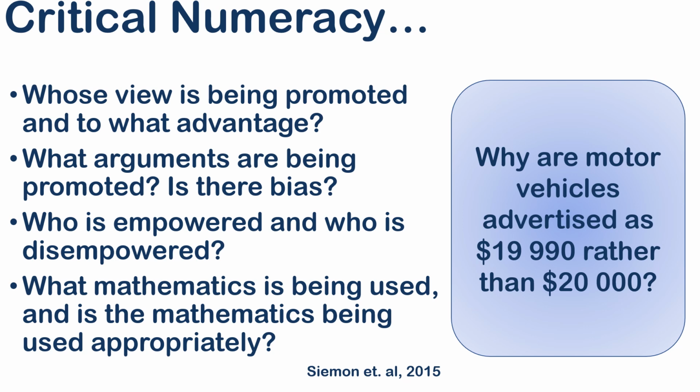So have a think. Why do you think motor vehicles are advertised as $19,990 rather than $20,000? Well, when we look at that really quickly, we don't do the maths so much, but we're more swayed by the fact that we're looking at 19,000s versus 20,000s, as opposed to only a $10 difference between the two. So again, whose views are being promoted and to what advantage? What arguments are being promoted and is there any bias? Who's being empowered and who's being disempowered? And what's the mathematics being used and is it being used appropriately? And maybe you could use those four questions when you're looking at why motor vehicles are advertised so $10 cheap, basically.